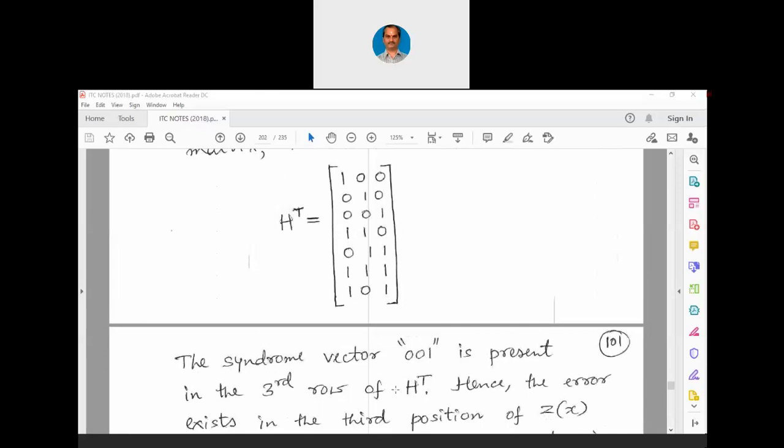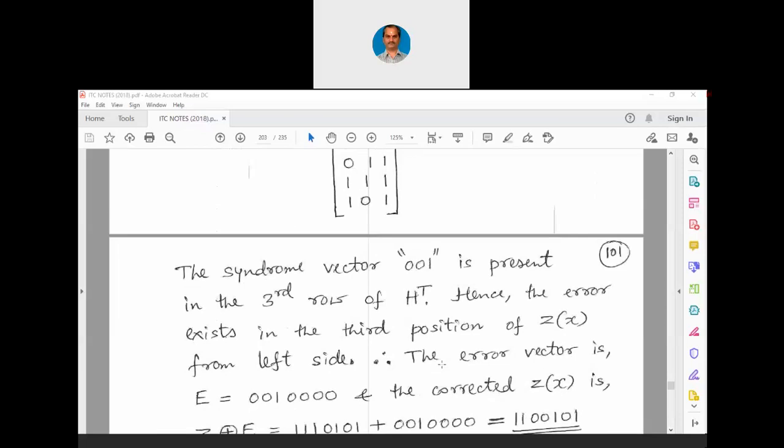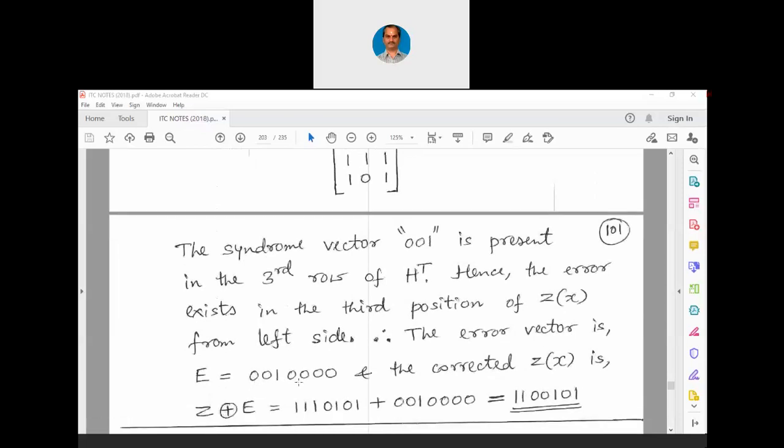In the earlier method, we corrected it from the right side. Now in this method, we correct it from the left side. It is one and the same. Therefore, the error vector E is 0010000. Corrected Z of x is 1110101 modulo-2 addition with 0010000, that is 1100101.